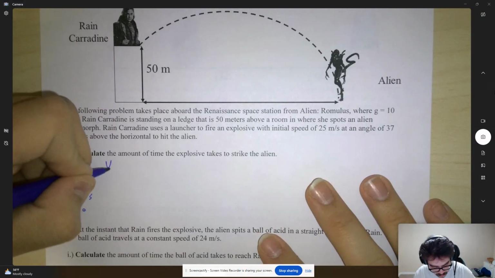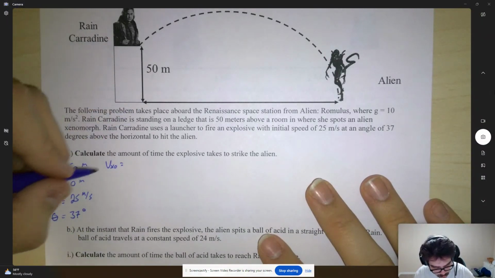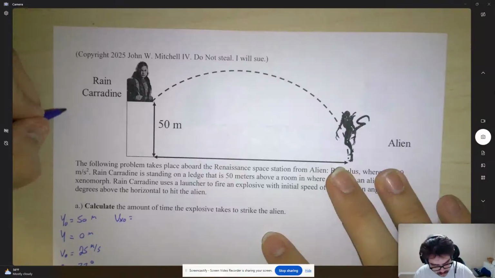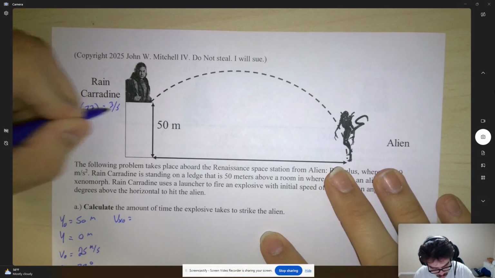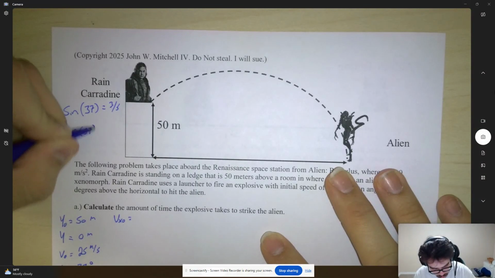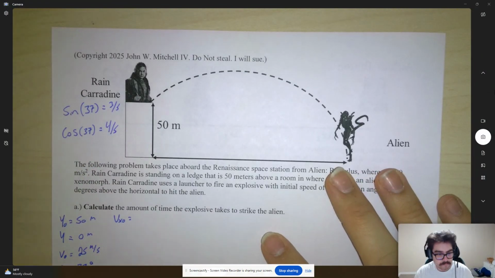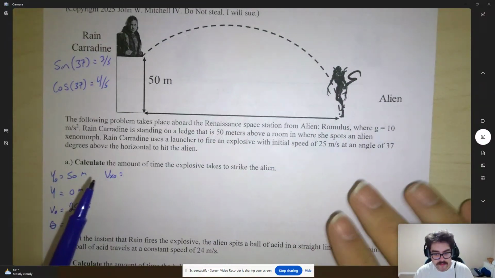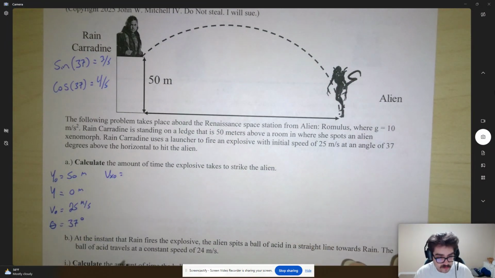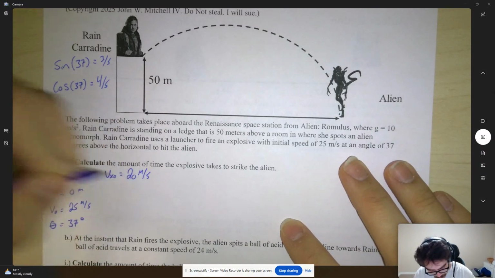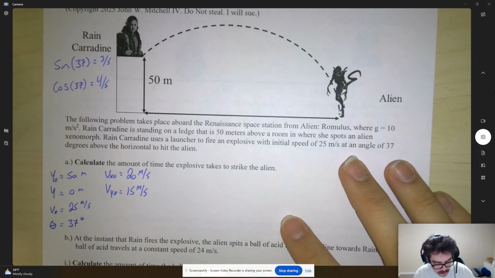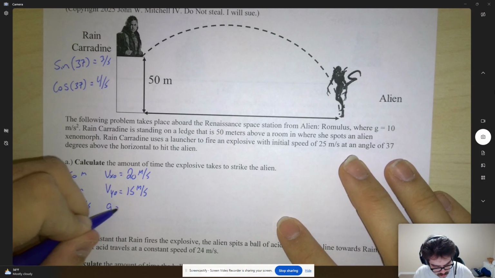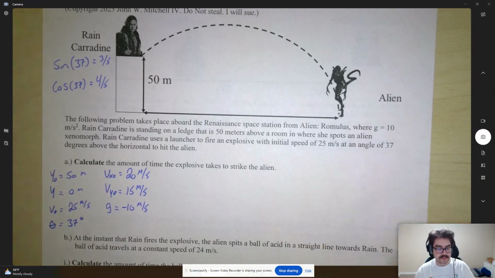And then vx naught is going to be v naught cosine theta. By the way, just really quickly, the sine of 37 should be 3/5 and the cosine of 37 should be 4/5. So Vx naught is going to be 25 times 4/5. Cancel out your 5 on the top and the bottom, which should give me 20 meters per second. This is just a flip-flop of the Crota problem. Vy naught will then be 15 meters per second. And then g is equal to negative 10 meters per second squared, because it's going to be decreasing our height.